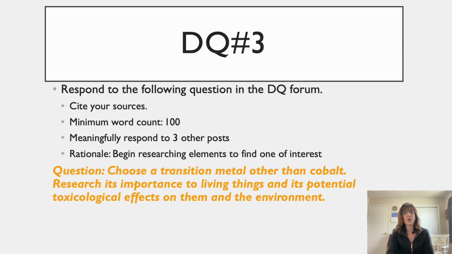This takes us up to our third discussion question for the week. On the discussion question forum in Canvas, I want you to choose a transition metal other than cobalt, research its importance to living things and its potential toxicological effects on them and the environment. Make sure you cite your sources, minimum word count of 100. Please respond meaningfully to at least 3 other posts. And the point of this assignment is to begin researching elements to find one of interest that you might want to develop into a full paper.